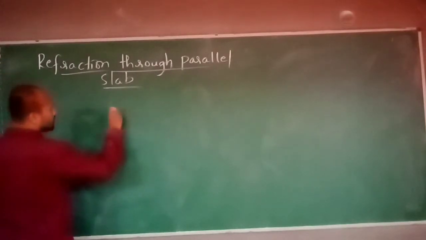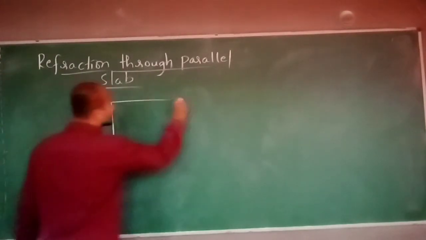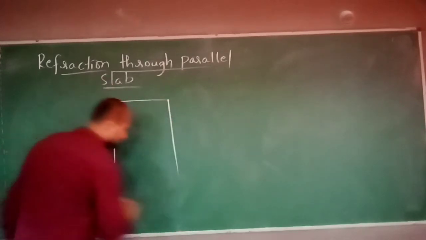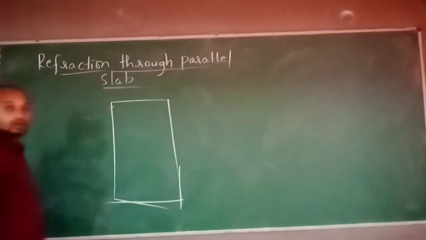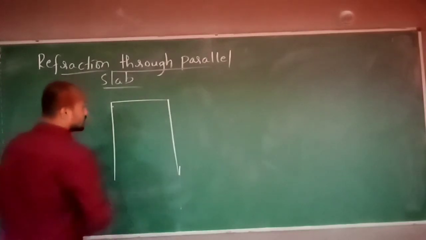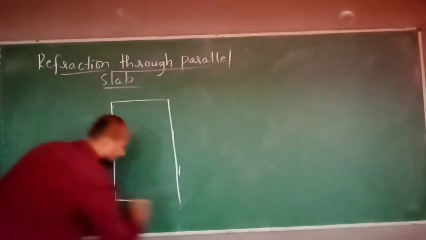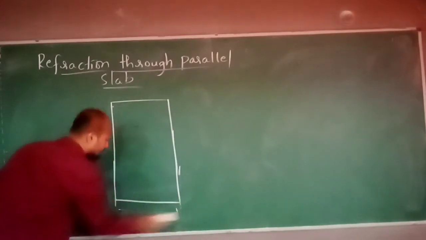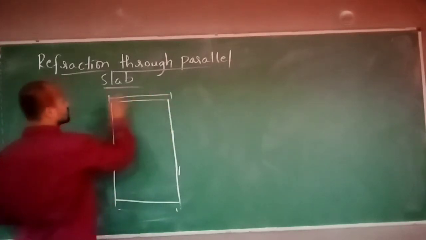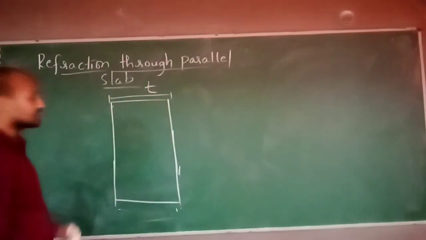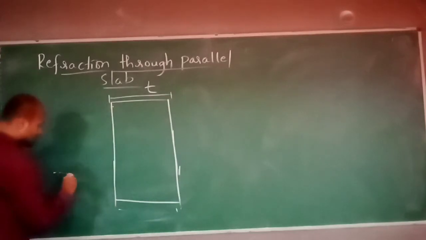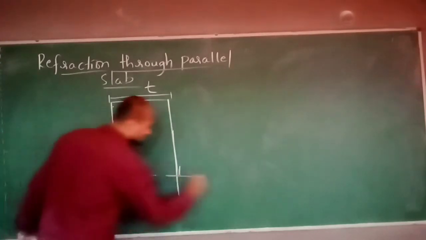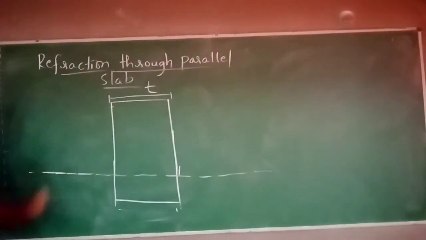Correct now? So let me take one slab here for our easy consideration. Got it now? Imagine that this slab has thickness T. Now, imagine one line on the slab. Let's say this is an object.